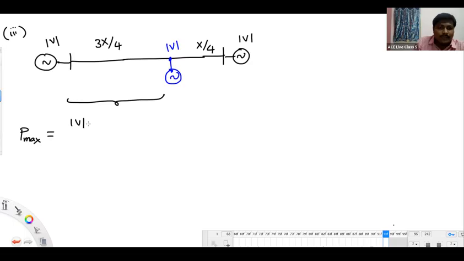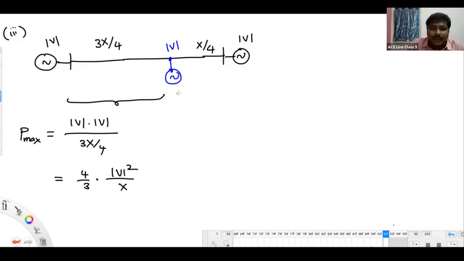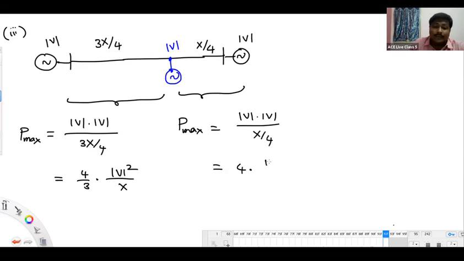Right. Mod V by 3x by 4 means it's 4 by 3 times mod V square by x. What is Pmax of the next portion? Mod V by x by 4. How much is this number? 4 times mod V square by x.